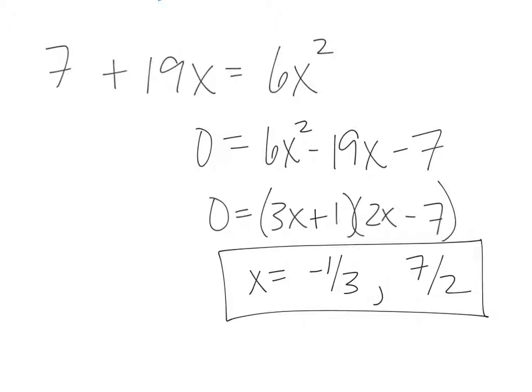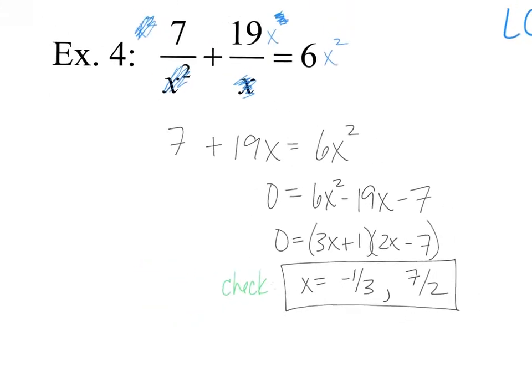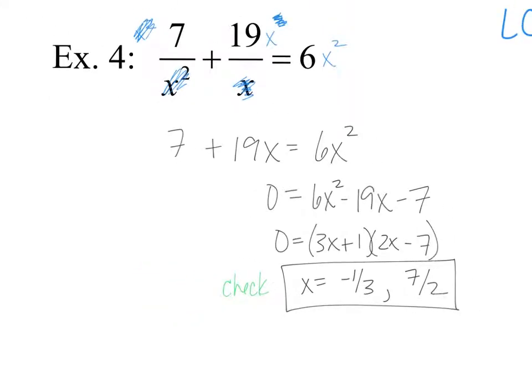Now what I have to do, last but not least, is check them. And all I'm checking for is to make sure the denominators don't equal 0 when I plug any of those in. So look at my original problem. They're just x's. So as long as I didn't get an answer of x equals 0, then I'm good.